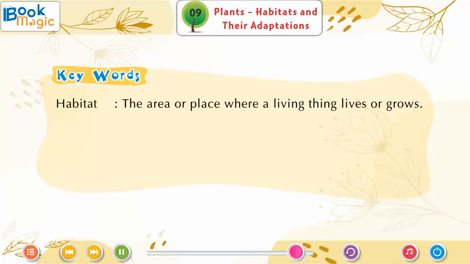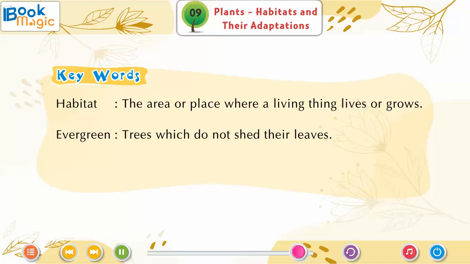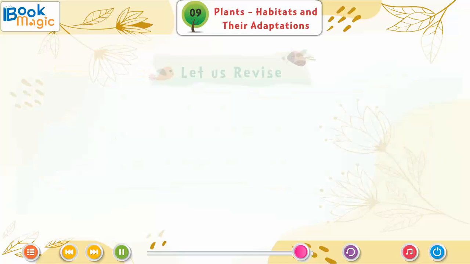Keywords. Habitat, the area or place where a living thing lives or grows. Evergreen, trees which do not shed their leaves. Mangrove, trees that grow in marshy areas.